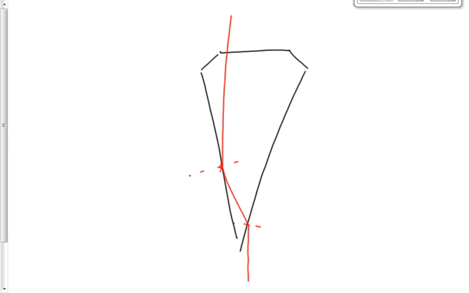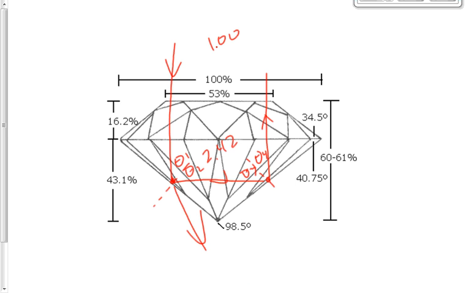So the cut of this is wrong. We get a sparkle, which is better than nothing. But on the last one that was cut better, we got two sparkles for every ray of light instead of one. So the better the cut, the more it's going to sparkle. Make sense? Okay. Monday we'll talk about how to calculate what that critical angle is.